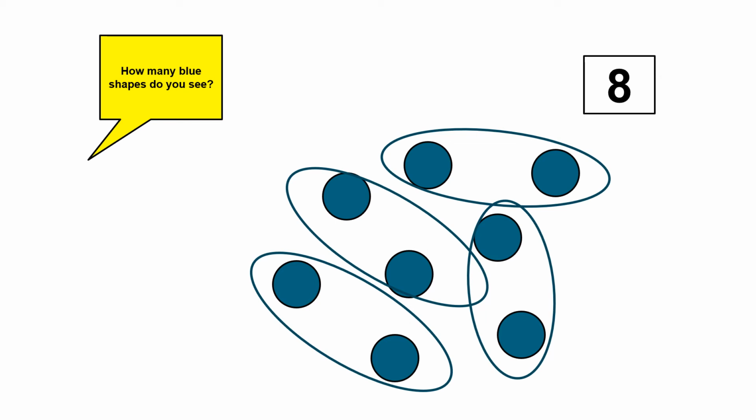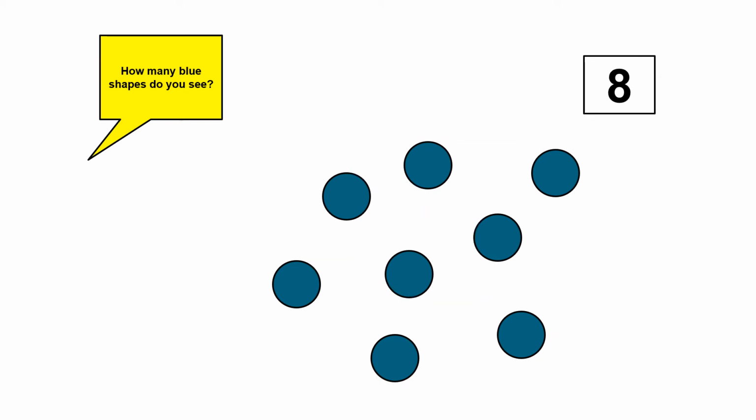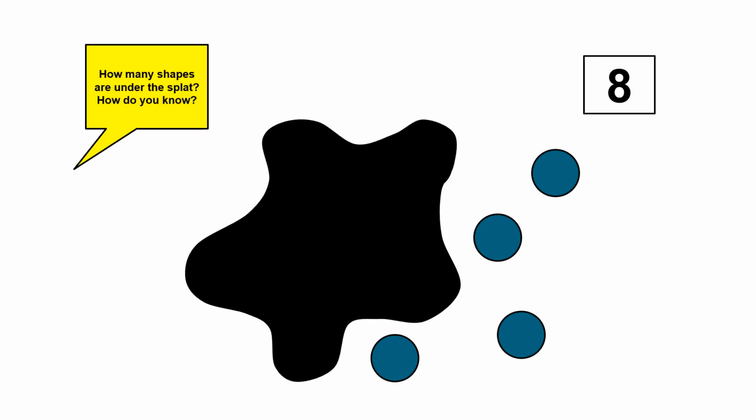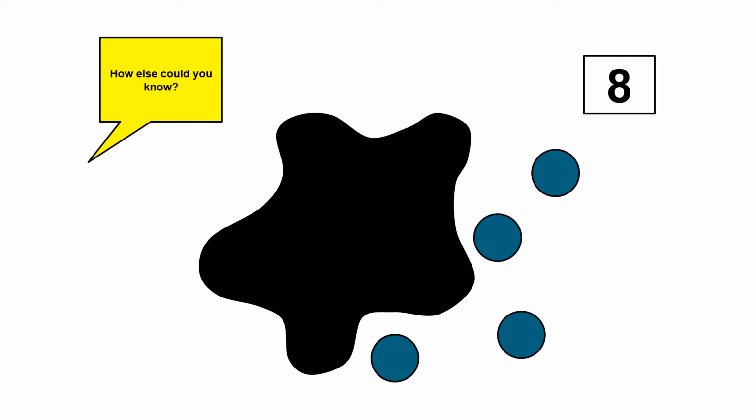2, 4, 6, 8. Next, a splat will be coming. A splat will hide so many shapes. We want to know how many shapes are hiding, and how do you know? How many shapes are under the splat? How do you know? How else could you know how many dots were under the splat?